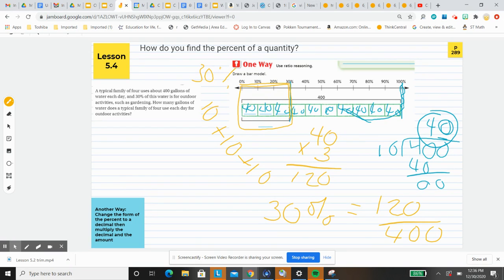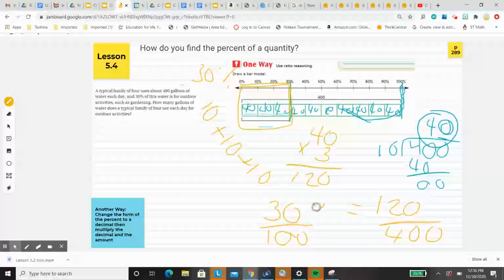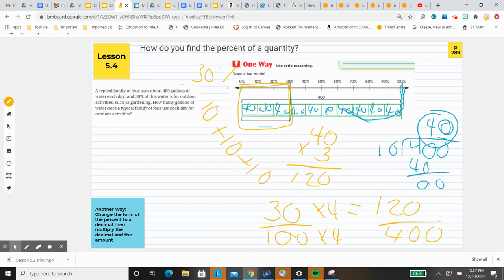All right, I want to draw this picture of a ratio for you really quickly because this is important that you understand that your part is on top and your whole is on the bottom, okay? Same thing here with percent. If I made this into a fraction and got rid of that percent sign, these have to be equivalent fractions. If I take 30 times 4, I get 120. If I take 100 times 4, I get 400. See, they're still equivalent.